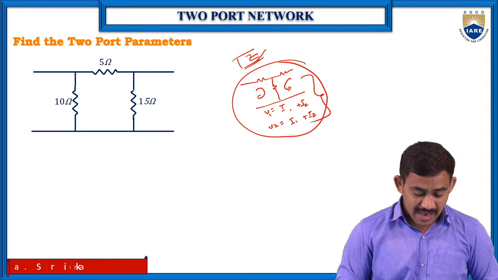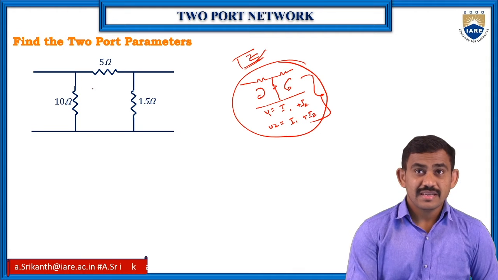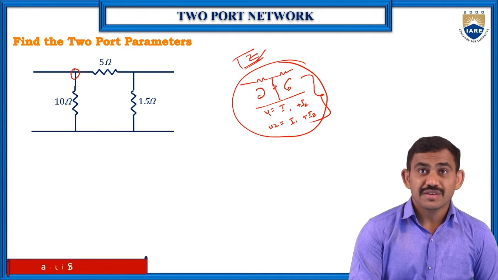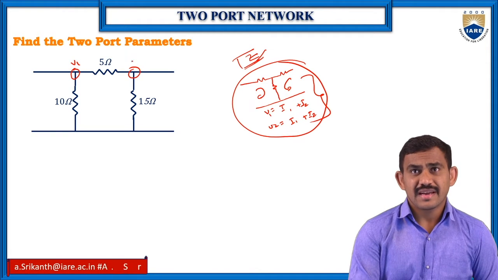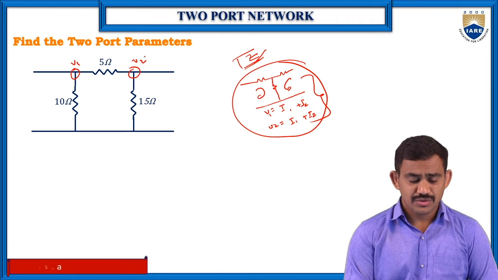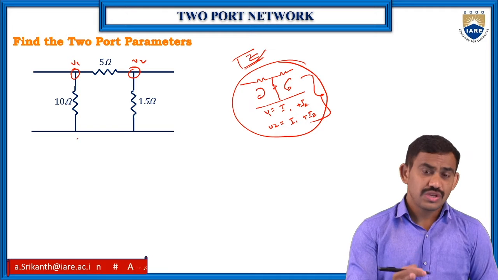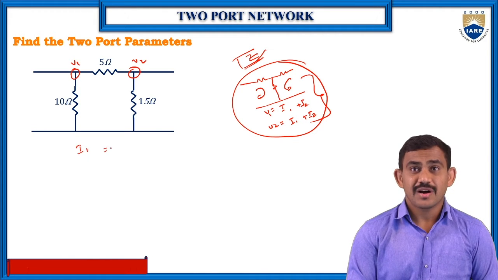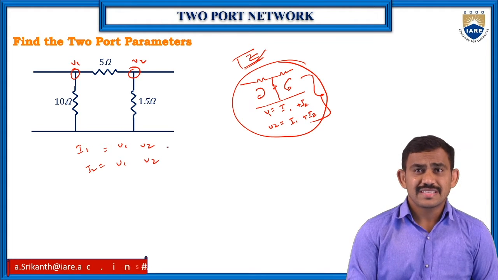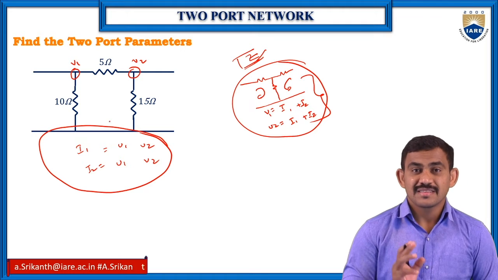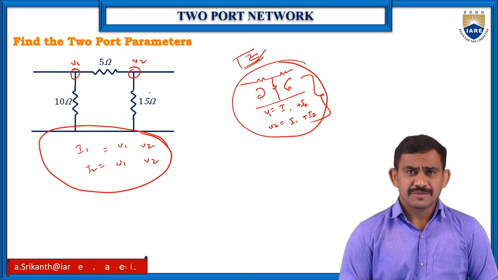Now here I have a pi network. For the pi network, I write the nodal equations. Suppose this is V1 and V2, then write the equations for V1 and V2. Two nodes, two equations. We will get I1 in terms of V1 and V2, and I2 in terms of V1 and V2. This is nothing but your Y parameters equations. You compare with the Y parameters and get the admittance values.